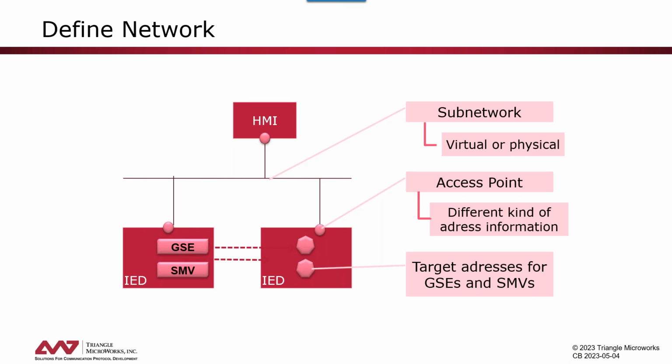In SCL, the communication section that Jackson has briefly mentioned before is basically a collection of subnetworks. And under the subnetworks, we have access points that basically associate the IED with the communication subnet. In the access point, it's also where we find the different kinds of addressing information. We also can configure target addresses for the GOOSE and sampled value messages. That's also part of what is expressed in the communication section in SCL.